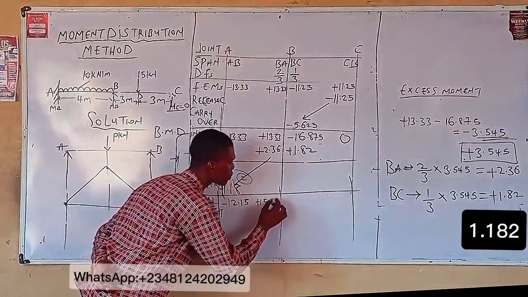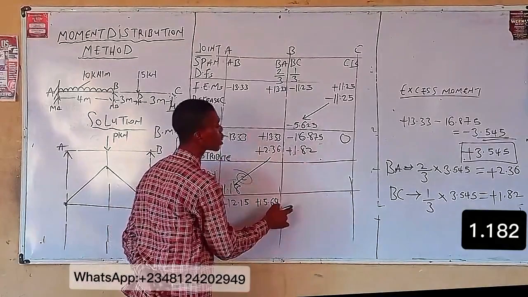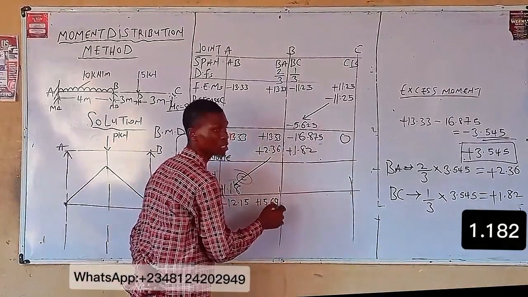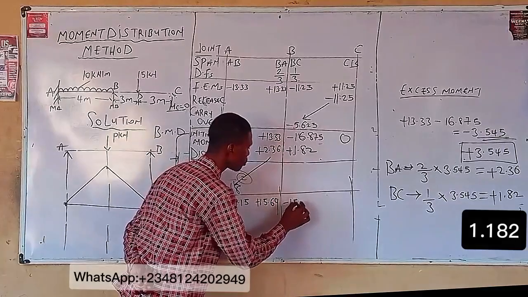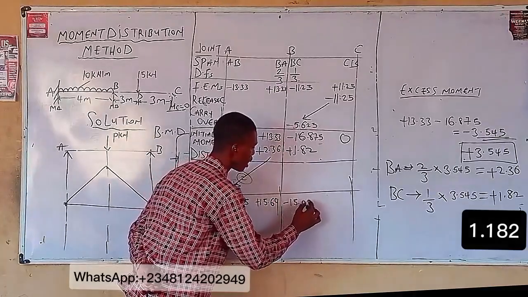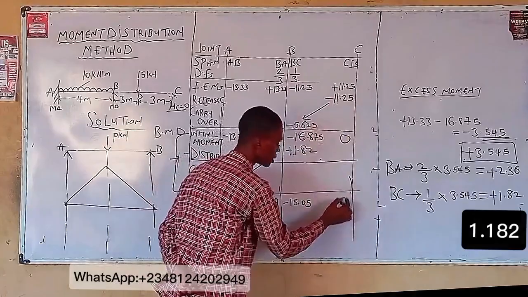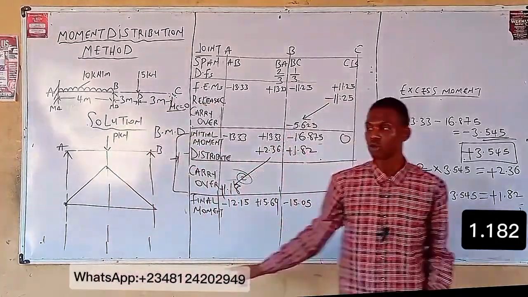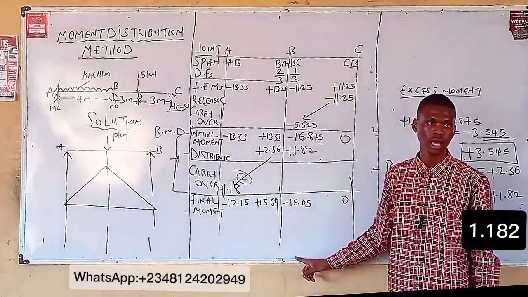15.69, positive 15.69. For this joint, what do you have? Negative 15.05. Then for this, what do you have? 0. Now, up to this level, we are going to distribute again.